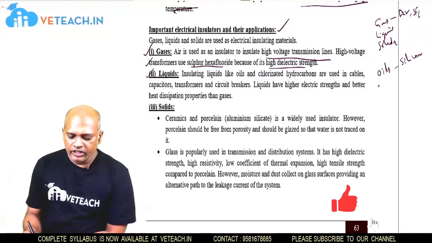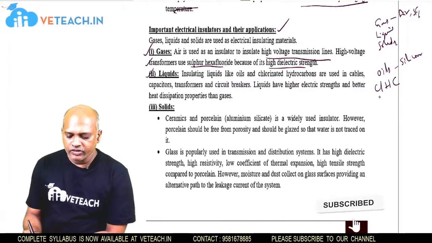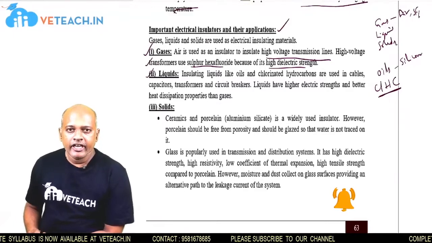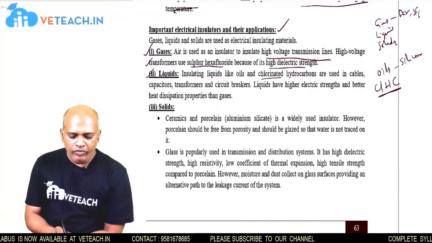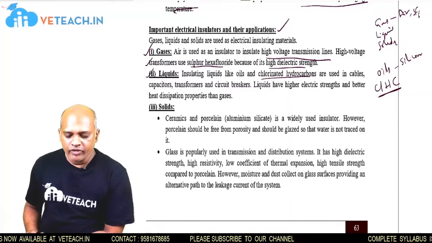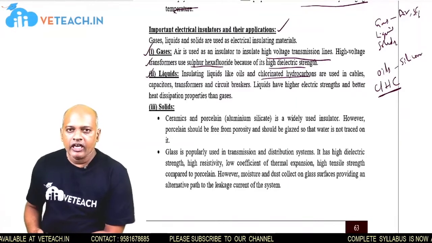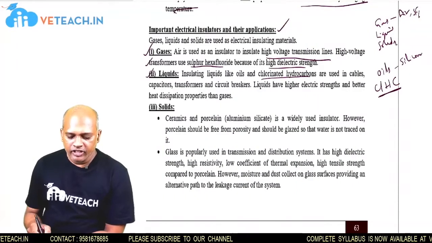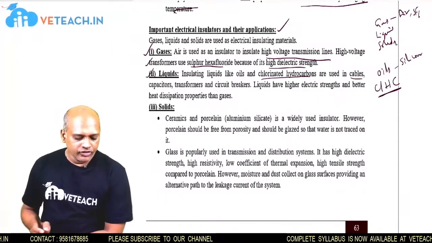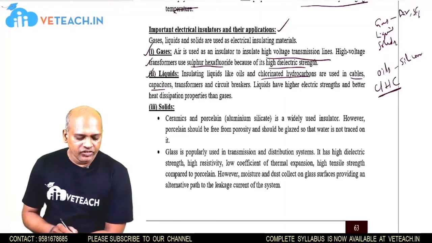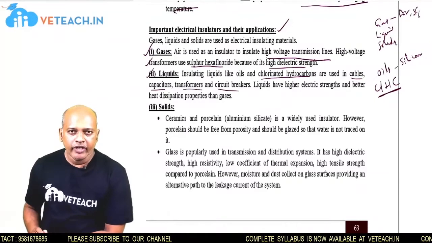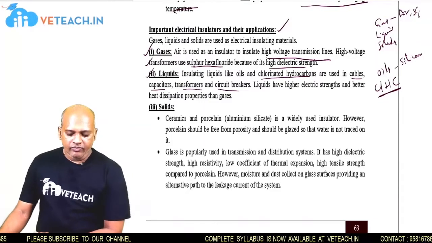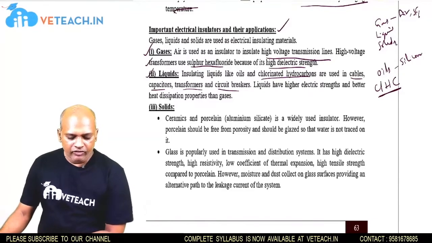Again, some of the chlorinated hydrocarbons, simply indicated as ClHC, are also best electrical insulating materials. These silicone oils and chlorinated hydrocarbons can be used as electrical insulating materials in electrical cables, capacitors, transformers, or circuit breakers. So these are the electrical insulating materials in the liquid state. These also have high dielectric strength values.